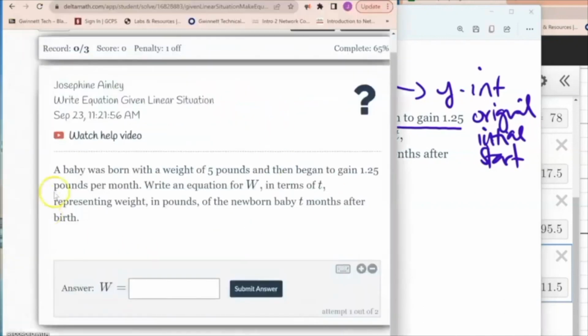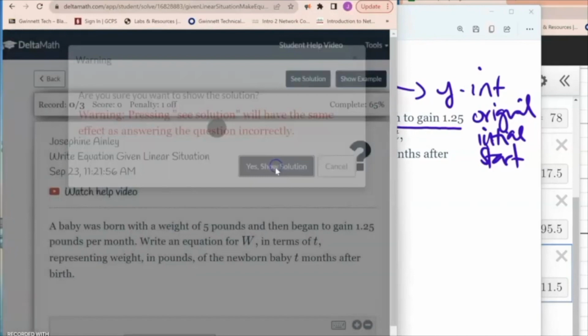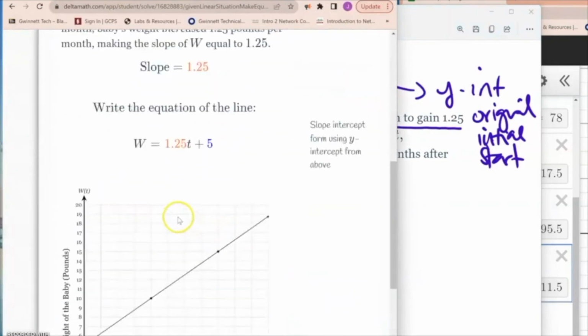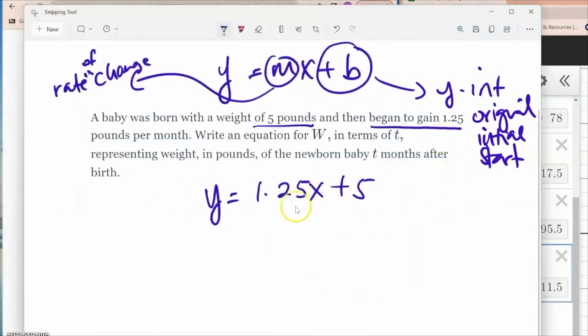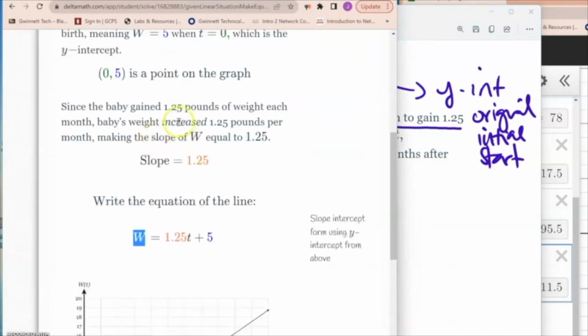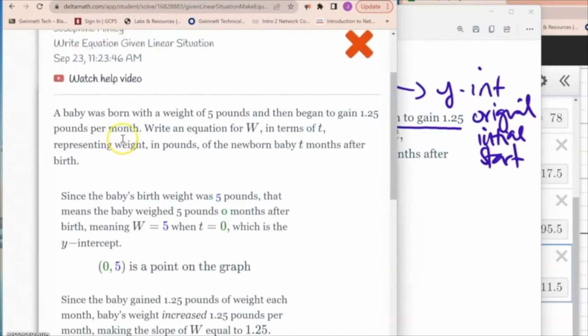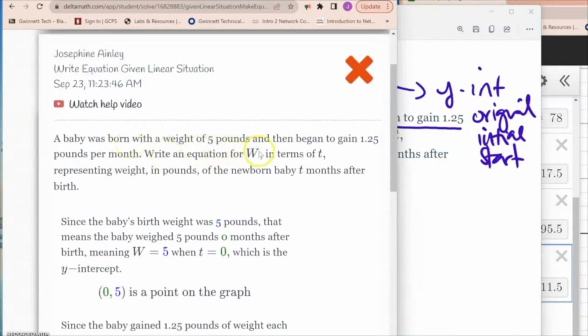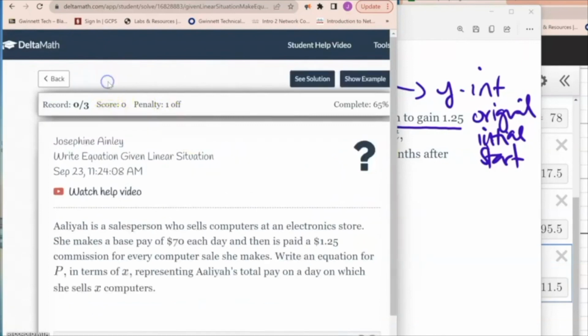All right, let me do another one just to make sure we're on the same page. Oh, and please be mindful, I did forget to say, watch what the variables are. So don't use y and x, use whatever they tell you in the question. So you'll see 1.25 plus 5. It's supposed to be t and w because I forgot to look. They told you what it was in the question. So write an equation for w in terms of t. Okay, so I'll be mindful of that when I do this next problem.